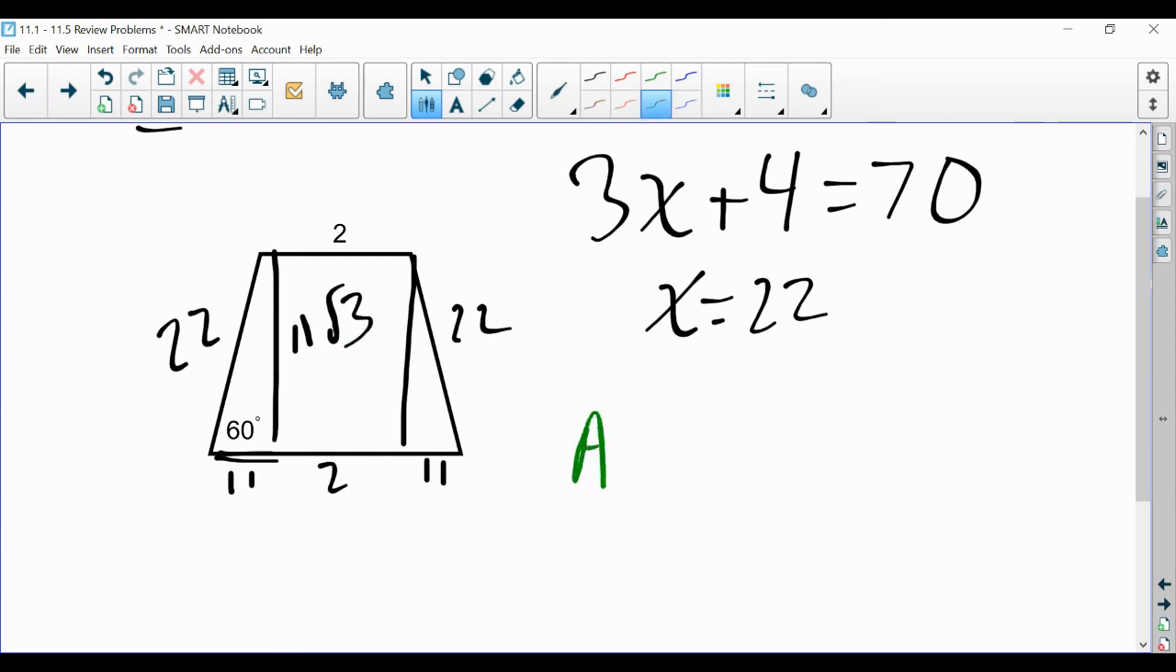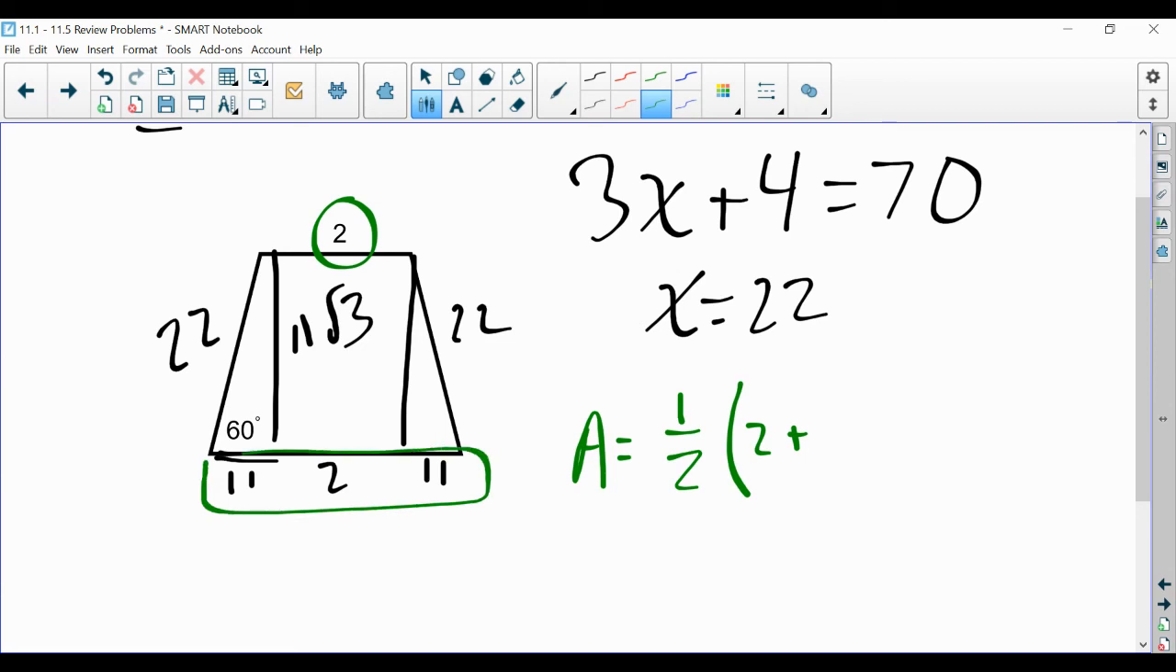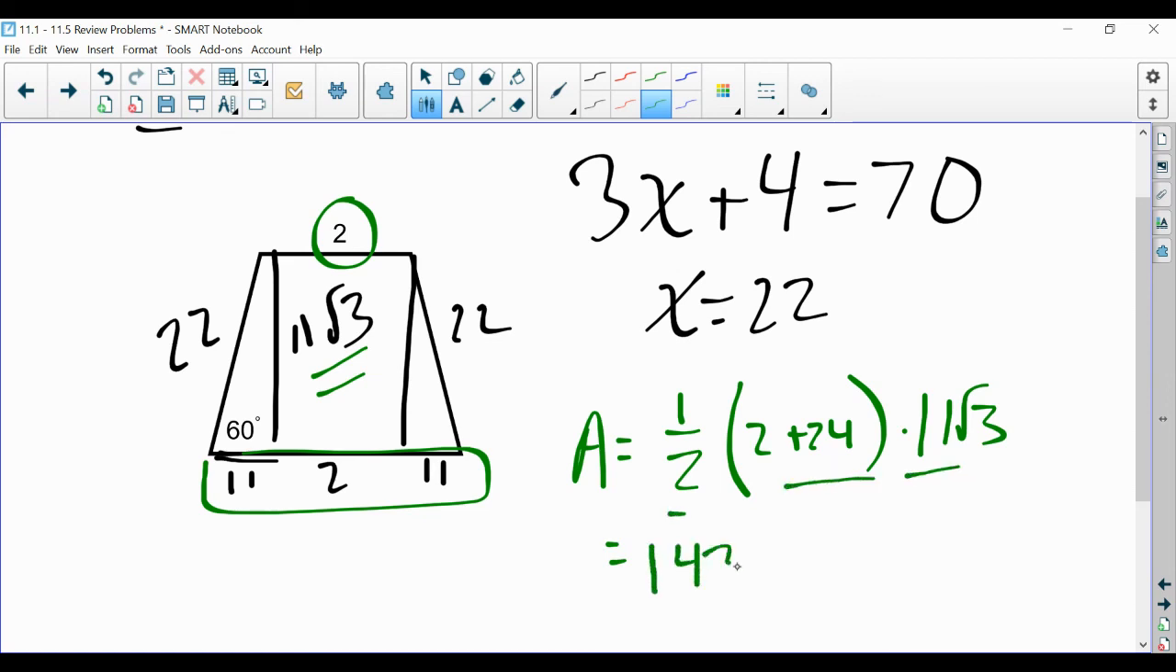So now my area is going to be equal to 1/2 base 1, which is 2, plus base 2, which is 22, and 2 and 22 is 24, times the height, which is 11 rad 3. Half of 26 is 13. 13 times 11 is 143. So I get 143 rad 3, and that's my final answer.